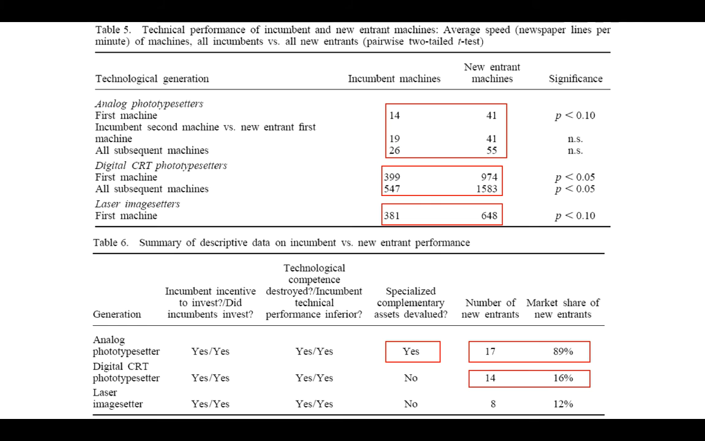And then the last case, the transition from digital CRT to laser image setters. Again, incumbent machines underperform the new entrant machines. Also in this case, you see 8 new entrants, but they only grab 12% market share, for the same reason as in the previous shift.